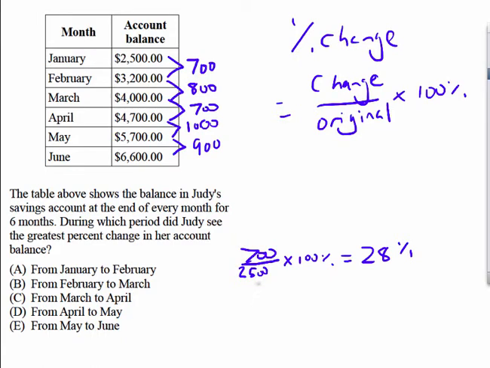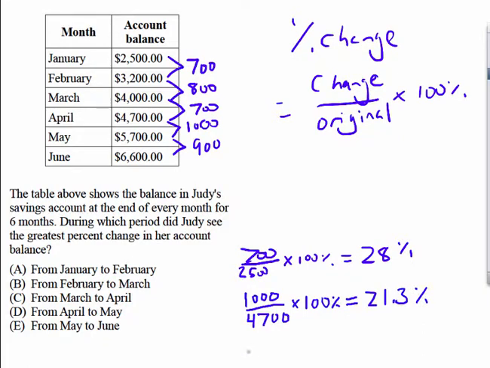All right, so now we need to look at D and E. And choice D, April to May. Remember, this was the largest change. Change of 1,000 over original value of 4,700 times 100%. And that comes out to 21.3%. Significantly less than the 28%, which is our current leader.